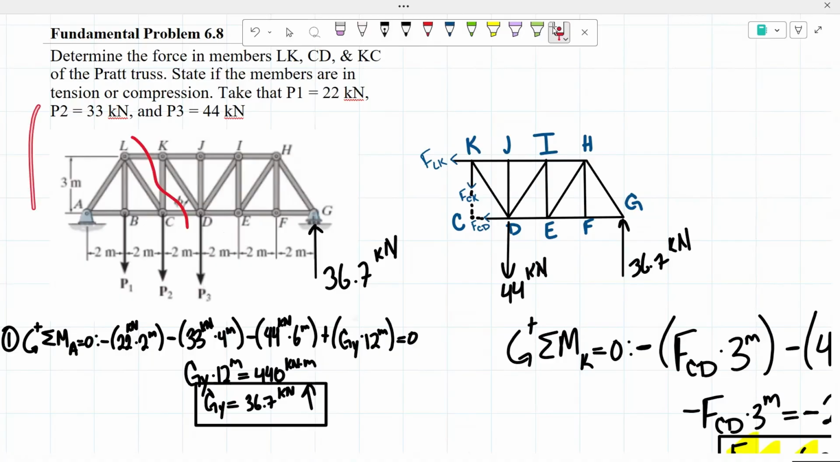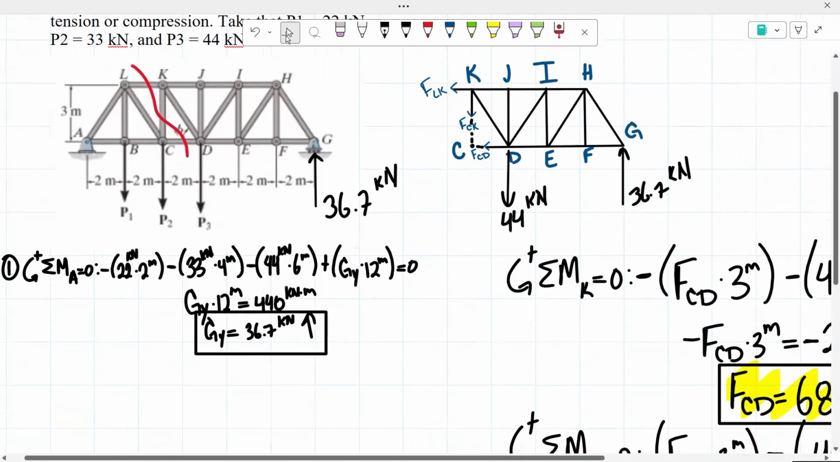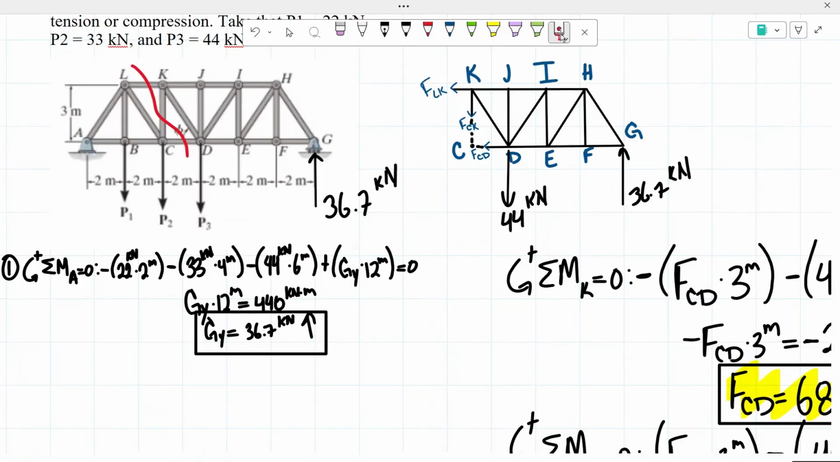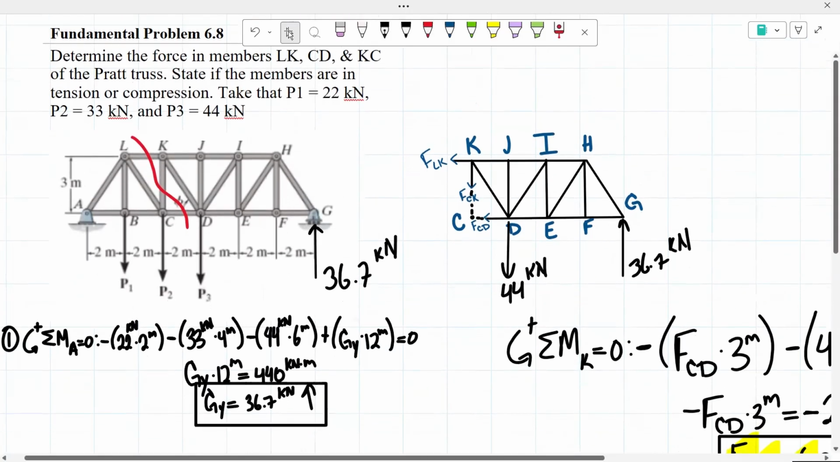To do that, we took the sum of the moments about point A. That way the reactions of our support at point A would not be creating a moment, giving us that opportunity to solve simply for our reaction Gy. And then from there, we simply used the method of sections to solve for the values of the forces of the members that they were asking us for.